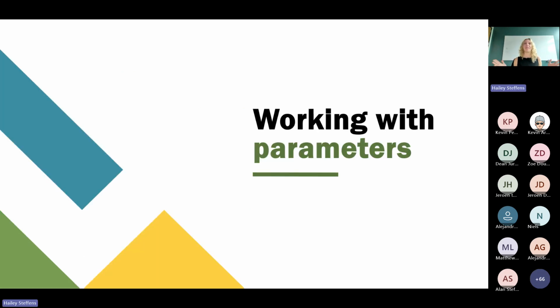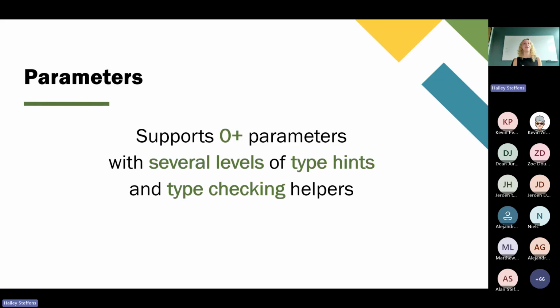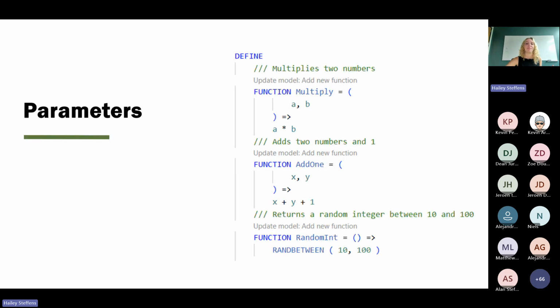Also, parameters are part of what makes user-defined functions so powerful, so I wanted to touch on how those work. With a user-defined function, you can have zero or more parameters, and each parameter can be assigned different types of type hints, so you can basically assign what type of data has to be passed in for that parameter. And then you can use type checking helpers to build more resilient functions with this. So let's look at what this all means.